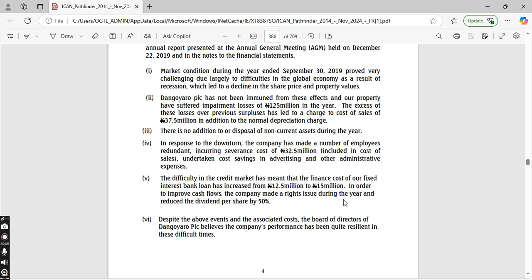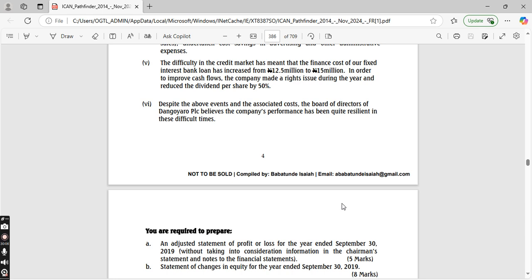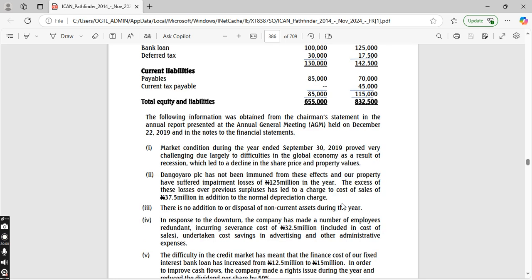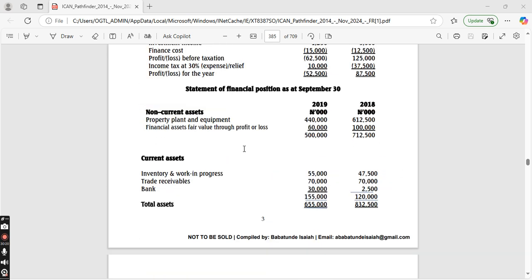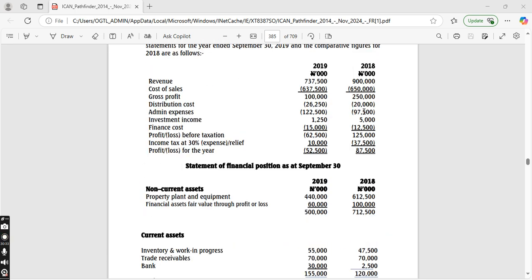Now, if we don't have the depreciation stated in the additional information and even in the income statement, we can get our depreciation now, can't we? You can. So how do we get our depreciation? You have the cost of the assets. We have PPE, right? 440,000. So where is the PPE? Where is it?